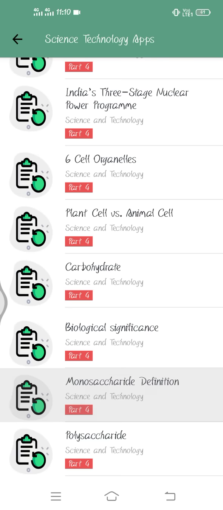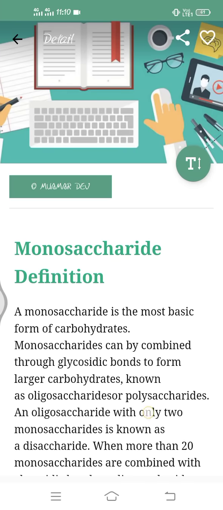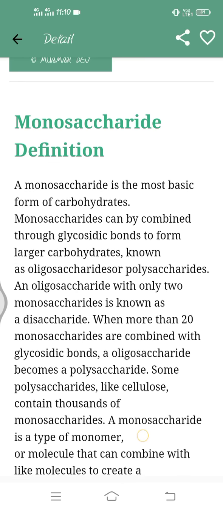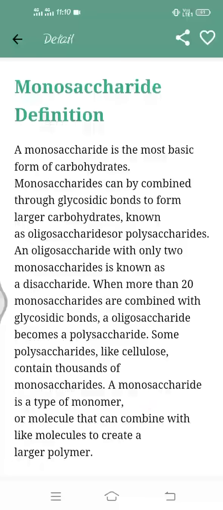So, we are going to read about the monosaccharide article on the science and technology application. Monosaccharides. What are monosaccharides? Monosaccharide is the most basic form of carbohydrates. Monosaccharides can combine through the glycosidic bond to form large carbohydrates known as oligosaccharides and polysaccharides.